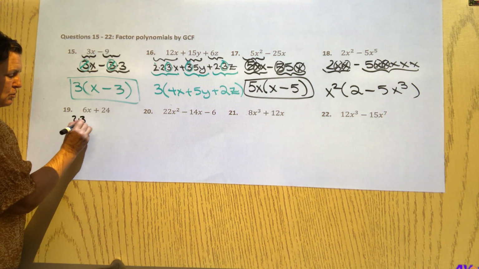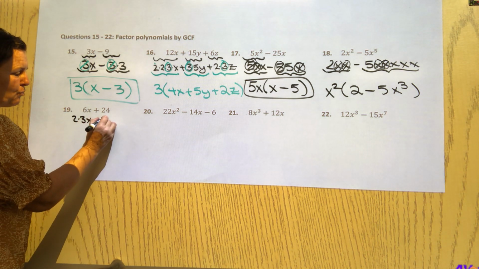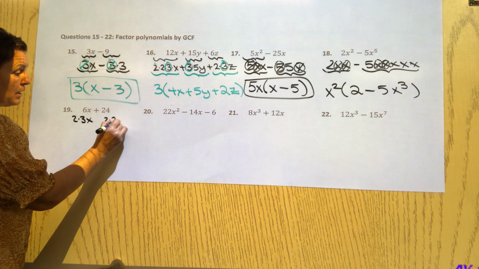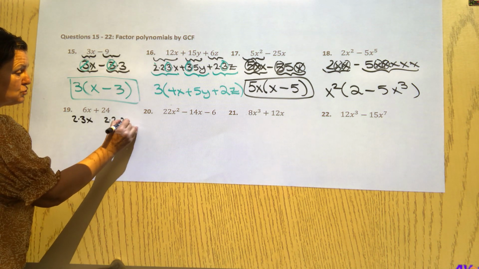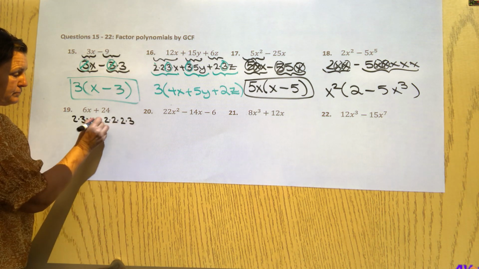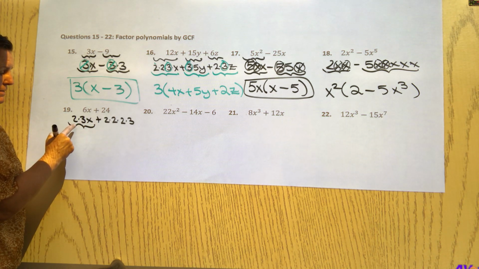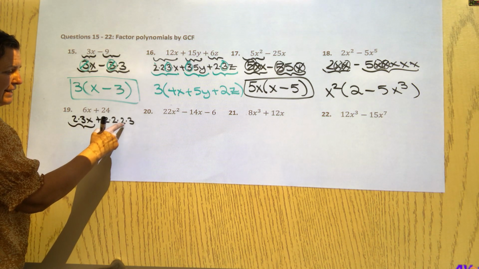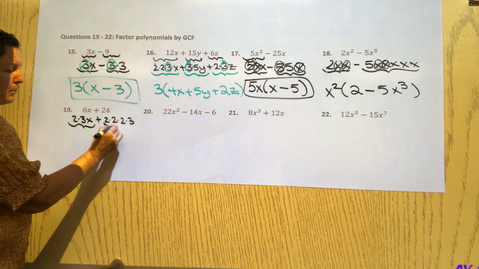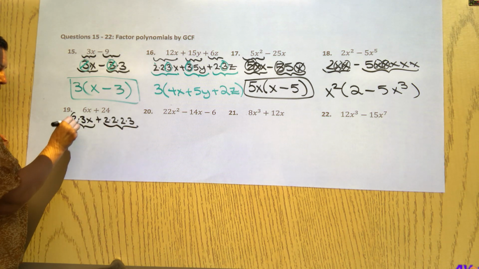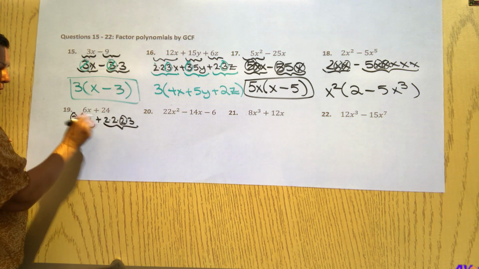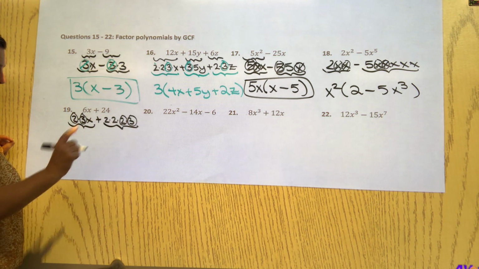6x is 2 times 3 times x, and 24 is 2 times 2 times 2 times 3. So that's 6x, 2 times 2 is 4, 4 times 2 is 8, 8 times 3 is 24. Now we're going to see what they have in common. Oh, they have a 2, and a 3, but they don't have a letter in common.